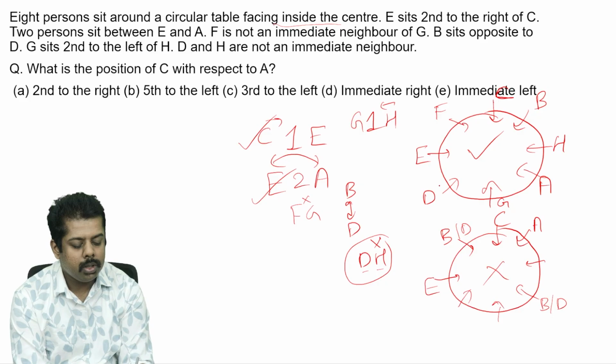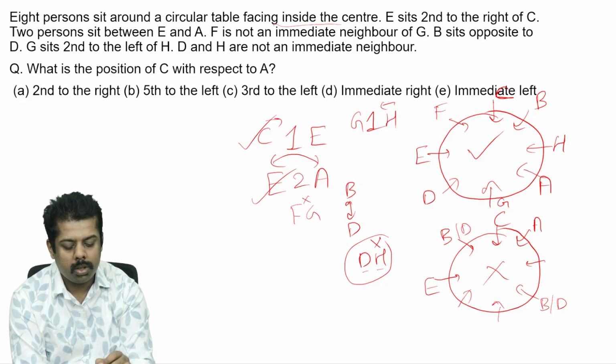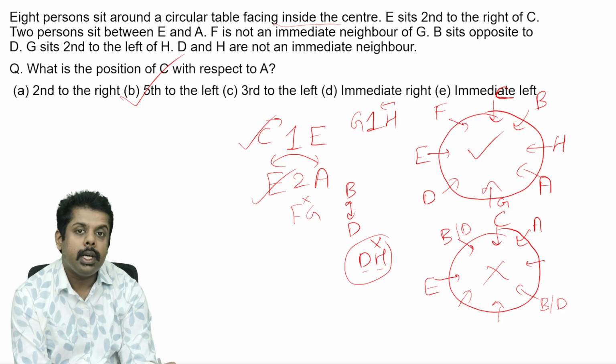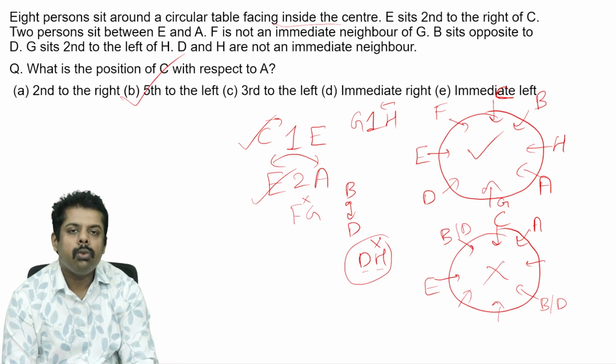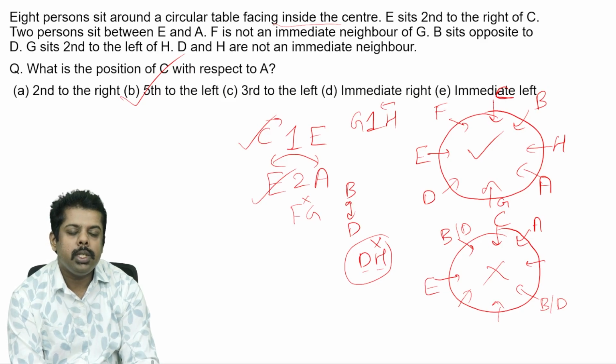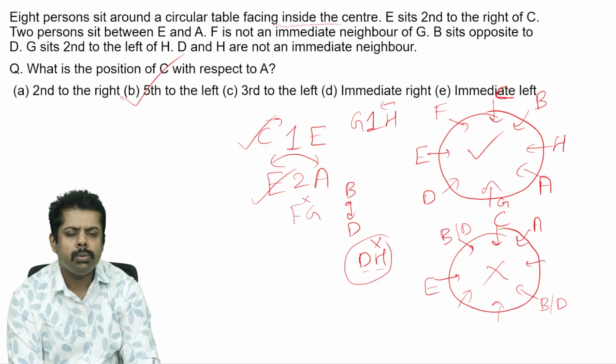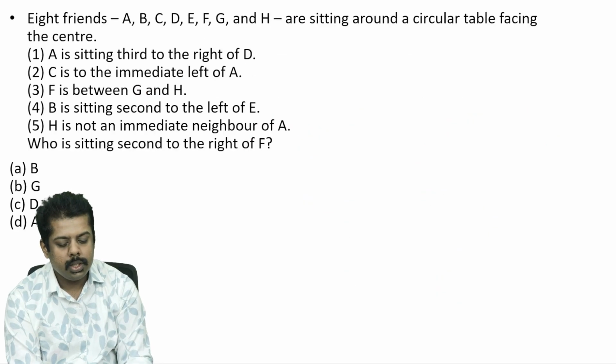So going to the left, 1, 2, 3, 4, 5. Fifth to the left is an option. If we're going through the options, that is there. So what is the answer here? Our answer here is option B, fifth to the left. So if they are asking the positions, you have two options, but mostly only one option would be there in the choices. You can mark it. I'm moving to the next set.